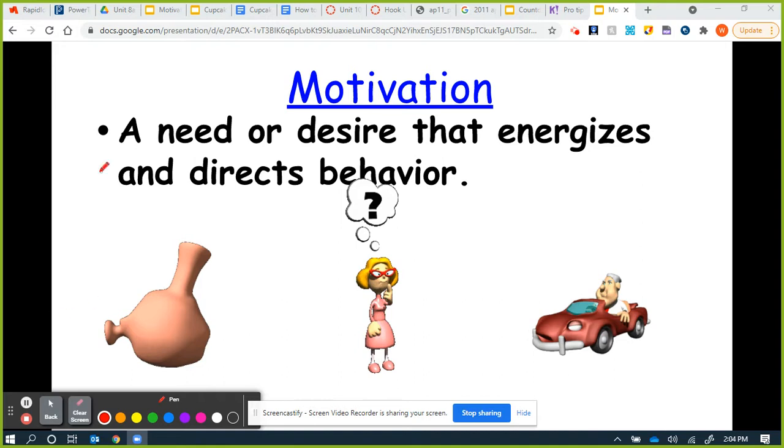Any sort of thing that energizes and directs behavior. Okay, there are 5 different theories of motivation. Right, all of them help try to explain different types of behavior. Okay, and they all kind of fall into different perspectives.